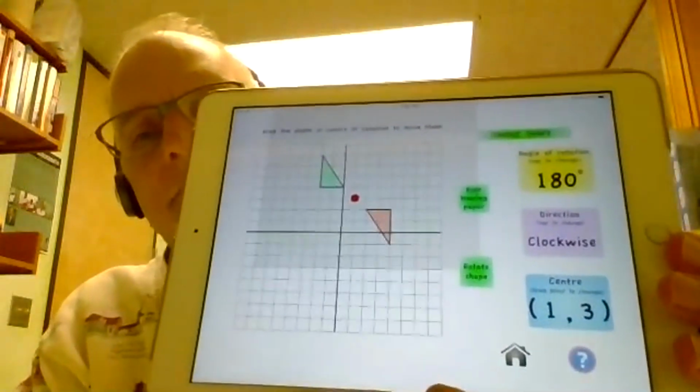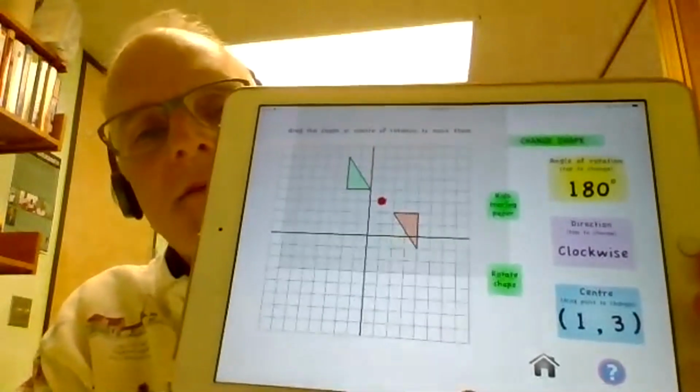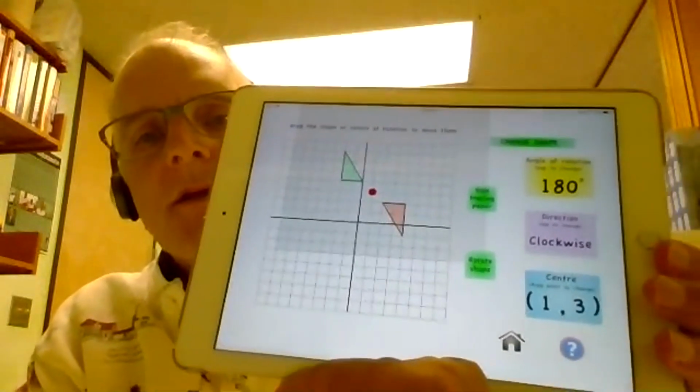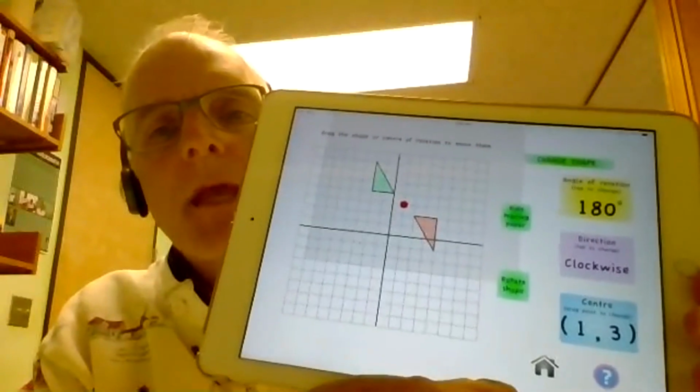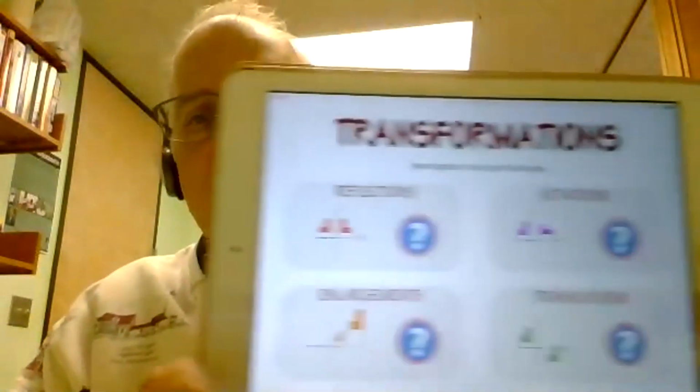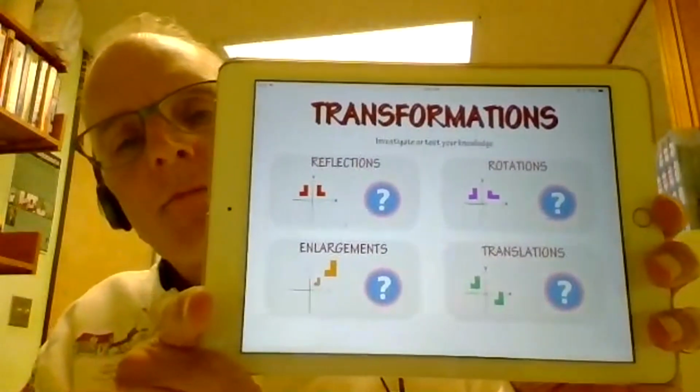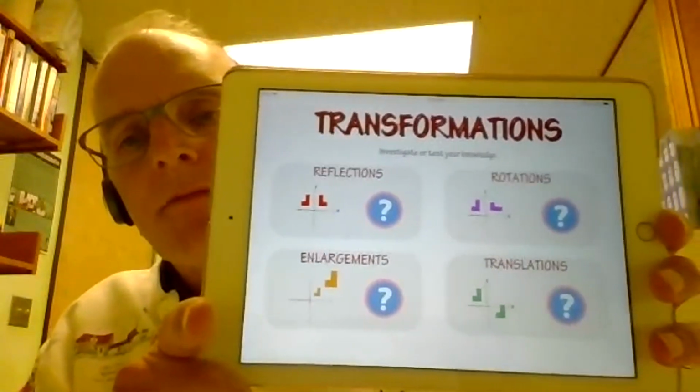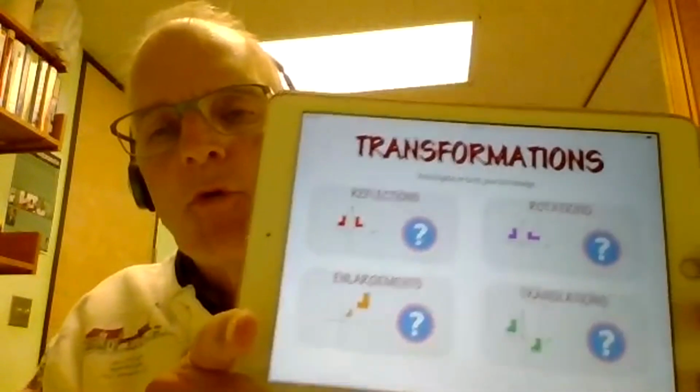I tried for about 45 minutes to make a video of this, but I could never get the sound to work. I apologize for that. This Transformations app is available on the iPads in the Math Resource Office in Morgan 209 if you're near Macomb.